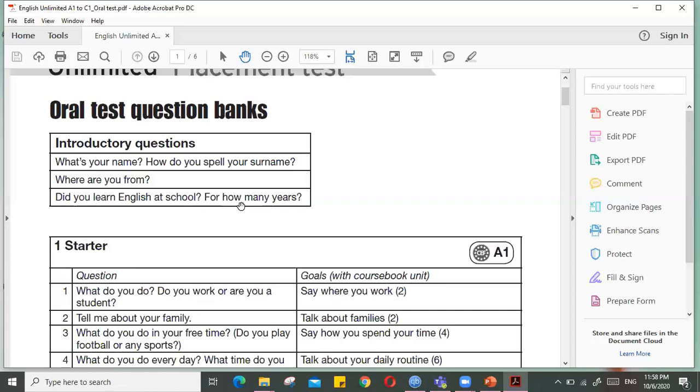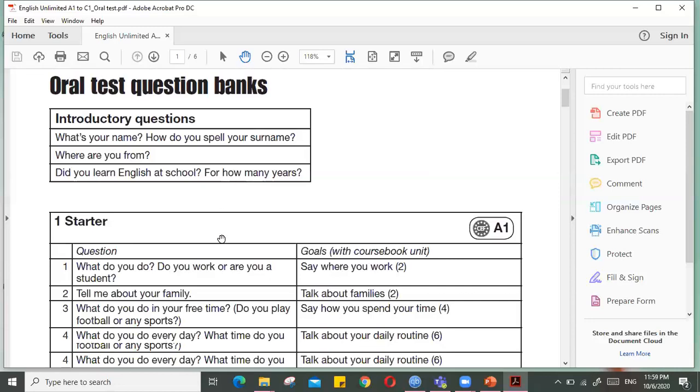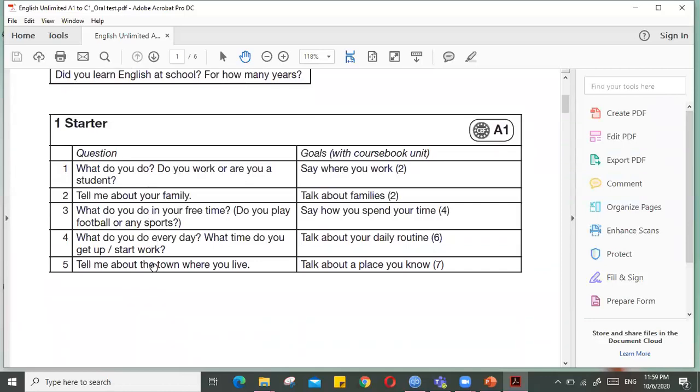Yeah, correct. I do agree. The conversation questioning students is supposed to be very well linked and smooth. It's not like this: okay, question number 1, listen to me. What do you do? Do you work or you're a student? Okay, I'm a student. Thank you very much. Question 2, tell me about your family. So it's not this way. So let's do it smoothly.